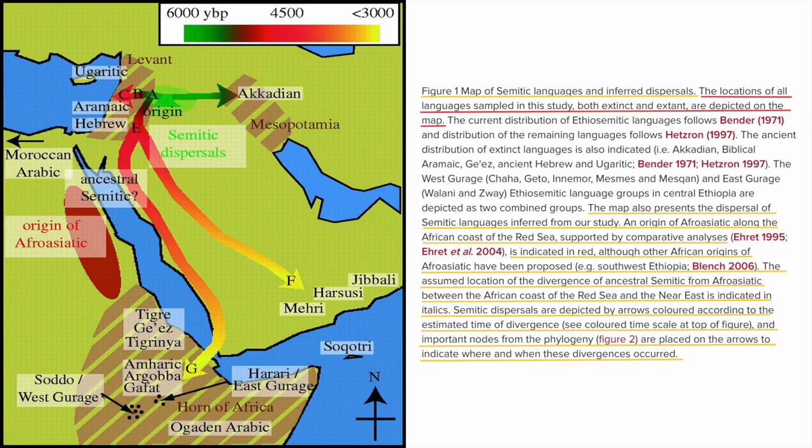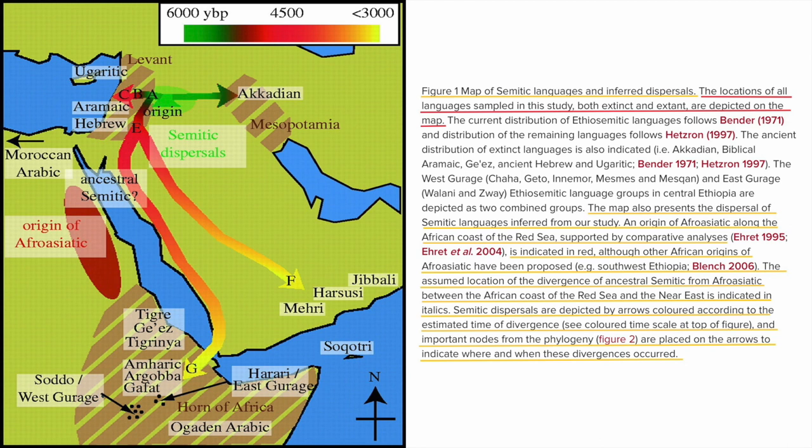Figure 1: Map of Semitic languages and inferred dispersals. The location of all languages sampled in this study, both extinct and extant, are depicted on the map. The map also presents the dispersal of Semitic languages inferred from our study. An origin of Afro-Asiatic along the African coast of the Red Sea, supported by comparative analysis, is indicated in red, although other African origins of Afro-Asiatic have been proposed, e.g., Southwest Ethiopia. The assumed location of the divergence of ancestral Semitic from Afro-Asiatic between the African coast of the Red Sea and the Near East is indicated in italics.